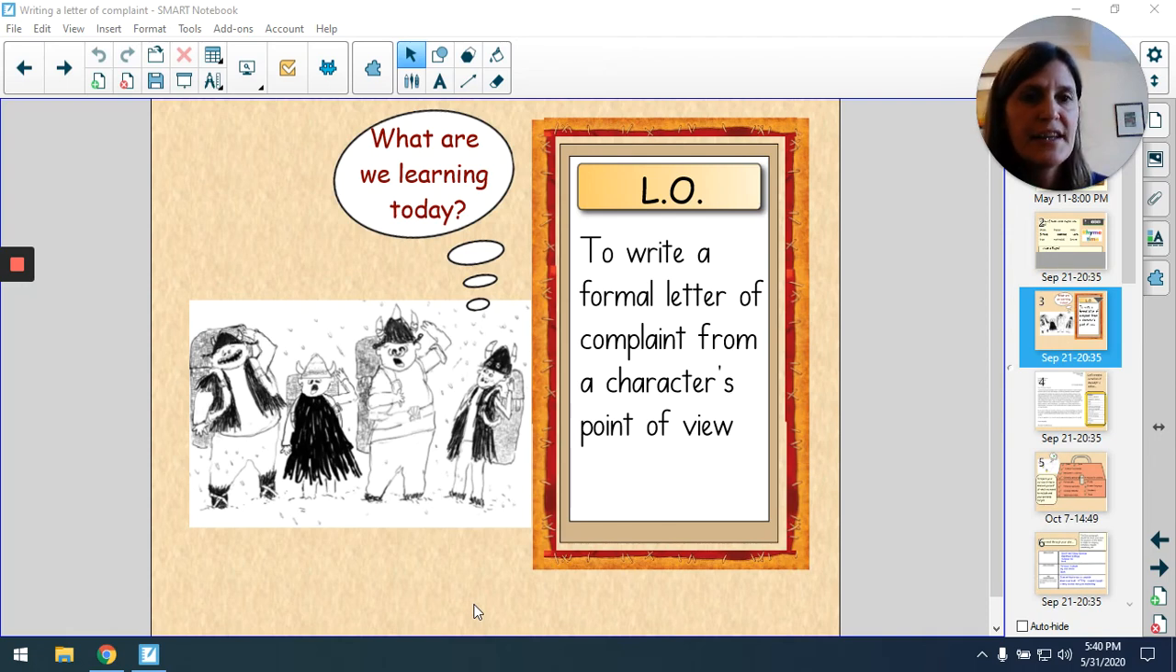Hello Year 4, in today's lesson you're going to write your letter of complaint, and we're going to do this over 2 lessons so you can take your time, particularly with structuring the letter, thinking about where the address goes. So the layout's absolutely vital.